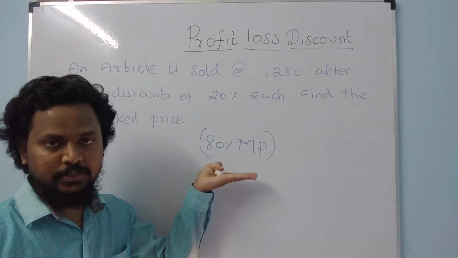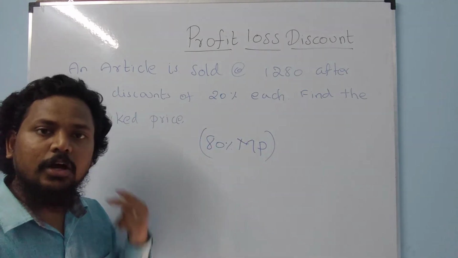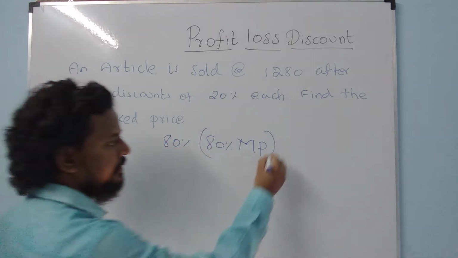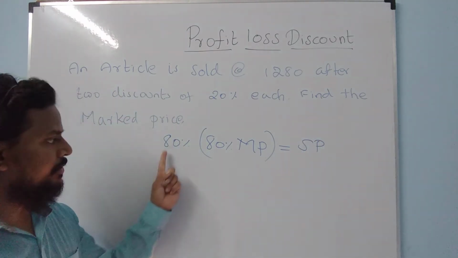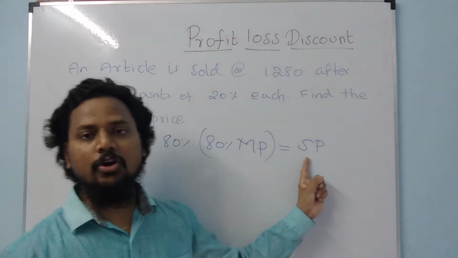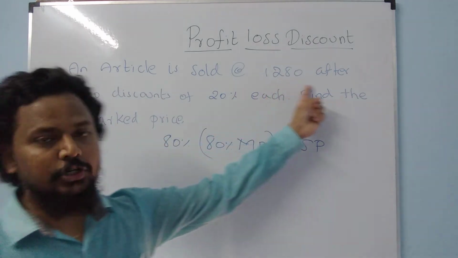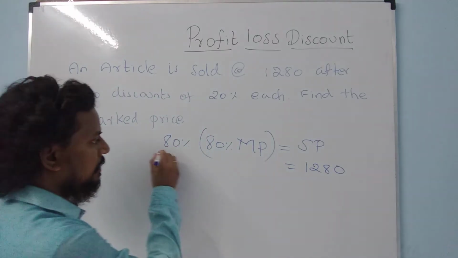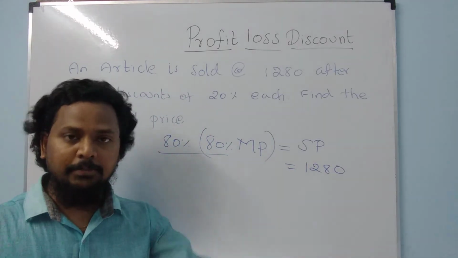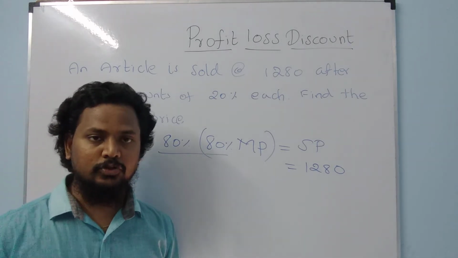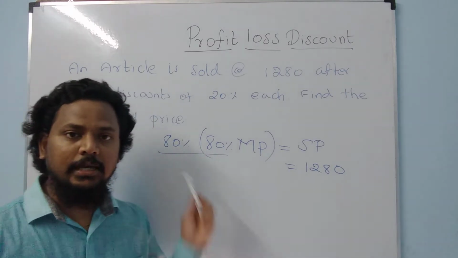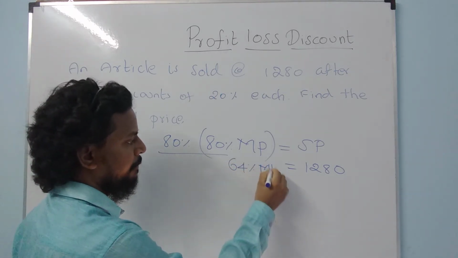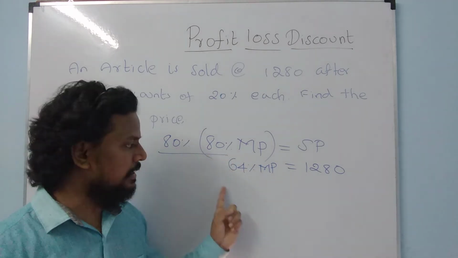From the initial price comes the second price. Now from the second price, again a discount is given. How much is given? Same 20%. So you can write again 80%. This is equal to our selling price. After two discounts of 20% each, we got the selling price. What is the selling price? 1280. So substitute here 1280. Here comes our squaring method, which we studied already in percentage and previous square shortcut videos. 80% of 80% is how much? 8 square. What is 8 square? 64. So you can write directly 64% of MP. 80% of 80% is 64%.